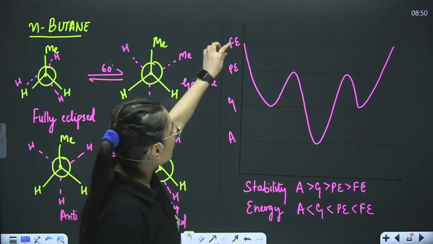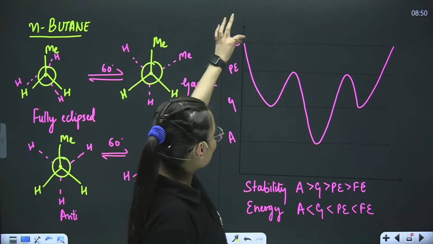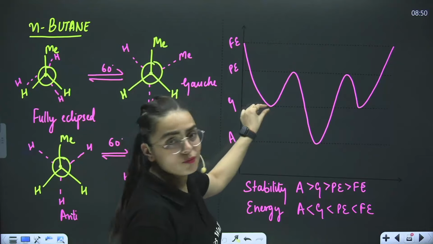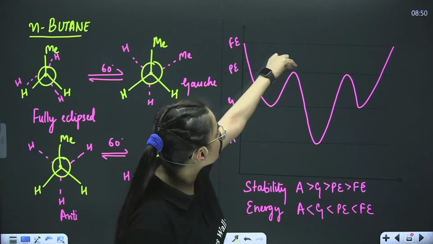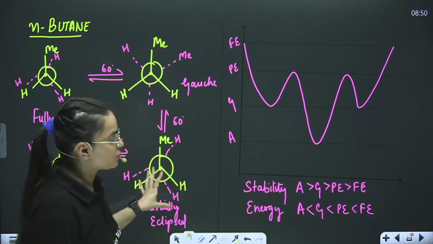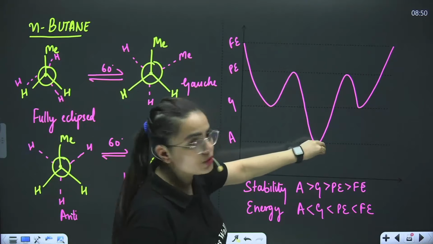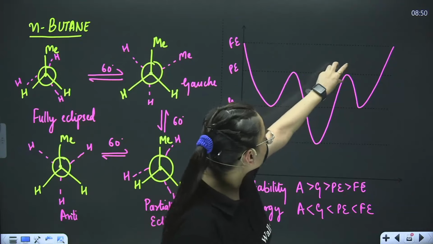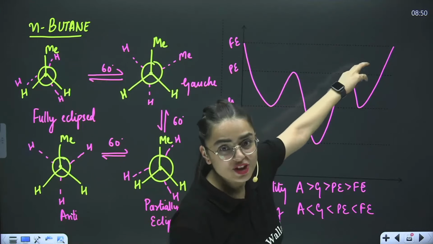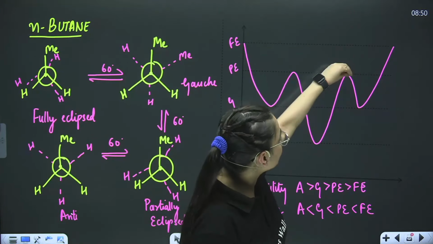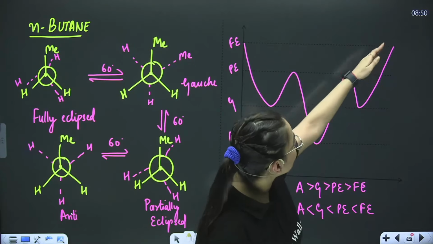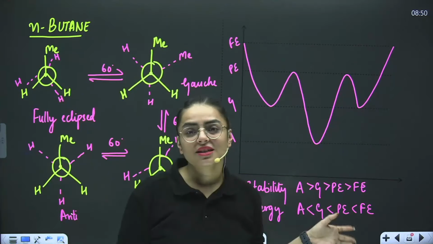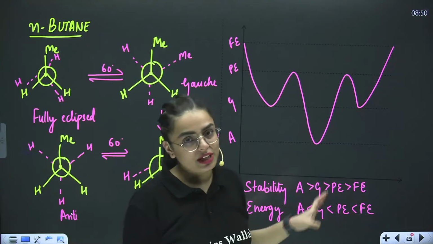So at 0 degree, what was there? Fully eclipsed. Then at 60 degree rotation, gauche form was formed. Then at 60 degree rotation, partially eclipsed was formed. Then at 60 degree rotation, which form was formed? Anti one. Then at 60 degree rotation, again partially eclipsed. Then at 60 degree rotation, gauche form, and at last fully eclipsed. So basically this is the structure for the energy profile diagram.